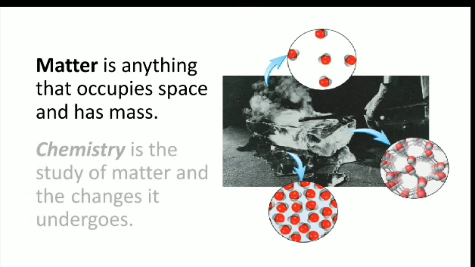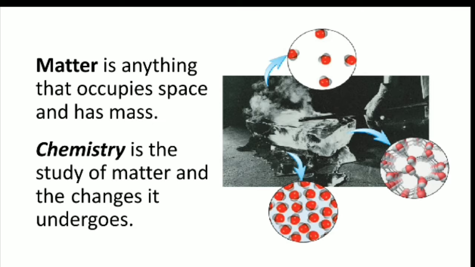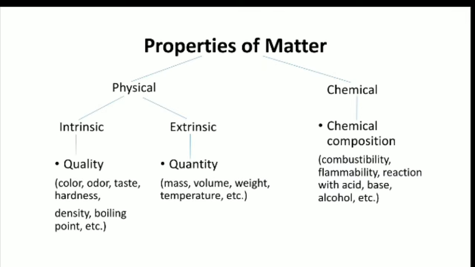What is the difference among the three? Yes, it's temperature. So matter may exist in any of the three states depending on the temperature. So therefore, matter undergoes change, and chemistry is the study of matter and the changes it undergoes. Let's have the properties of matter.